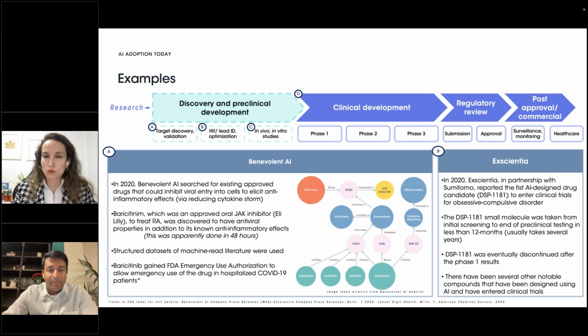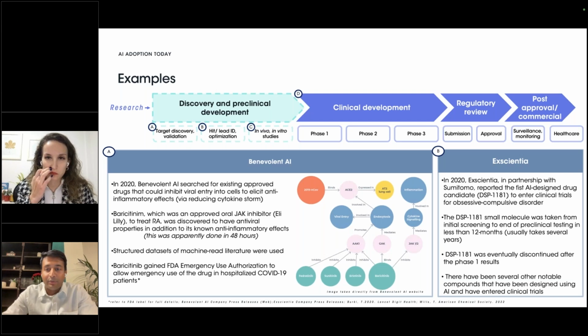Another example is the company Exscientia, which was able to fully design a molecule for a known target. So this is an example of hit and lead identification and optimization, in that they were able to take an existing drug target that was well understood and design a molecule that would interact with that target in a way that elicits a favorable response. And in this case, it was a serotonin 5-HT1A receptor agonist, meaning the AI-developed compound binds to the receptor and also changes the receptor's activity to elicit a response.